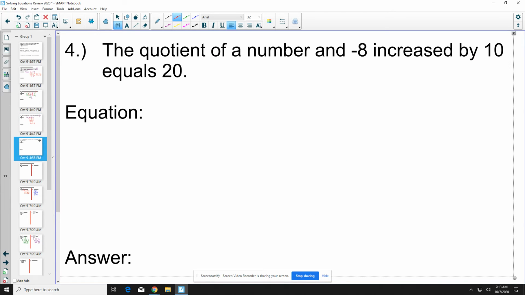All right, number 4. I want you to show me how you write the quotient of a number and negative 8 increased by 10 equals 20. Pause the video now, try to write your equation. When you get done, hit play.